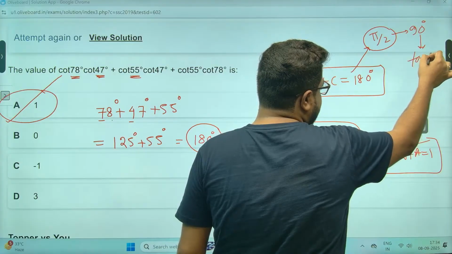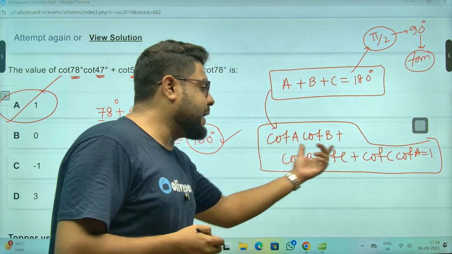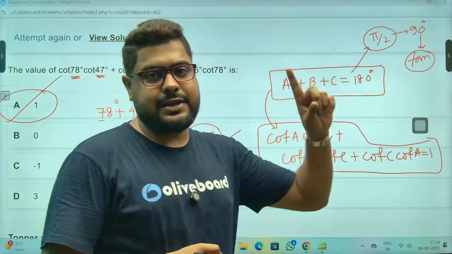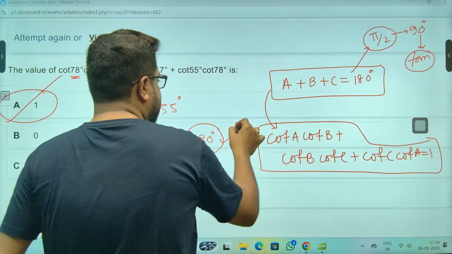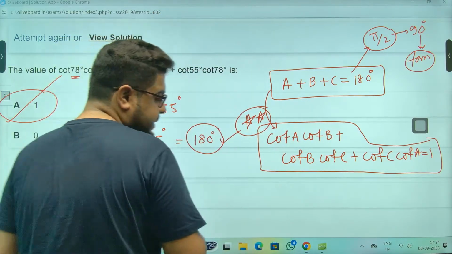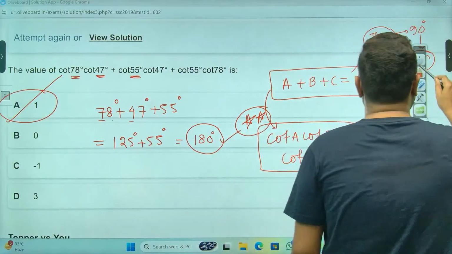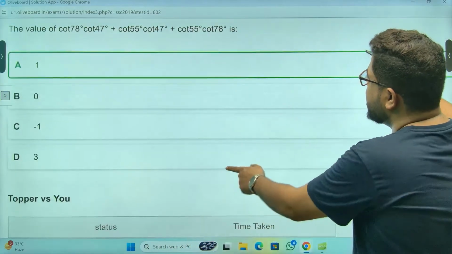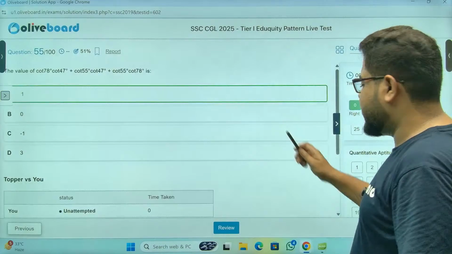So in that case, you can write tan A tan B plus tan B tan C plus tan C tan A is 1. Remember this, this is very important. You get questions from here directly. So your answer is most definitely 1. No need to solve. It takes nothing.